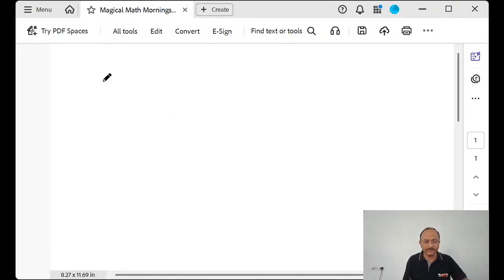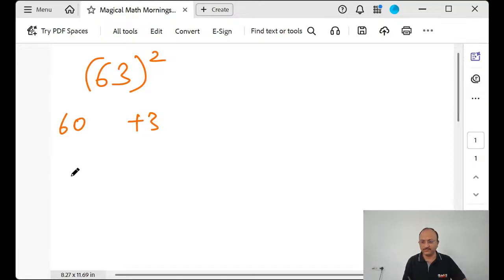Let's take 63 square. Find out 63 square. The base is 60. Deviation is plus 3. You add the deviation to the number and multiply with the base's original number, that is 6. Correct? No? 60 is 6 times 10. Therefore, we have to multiply with 6. So we got one answer.